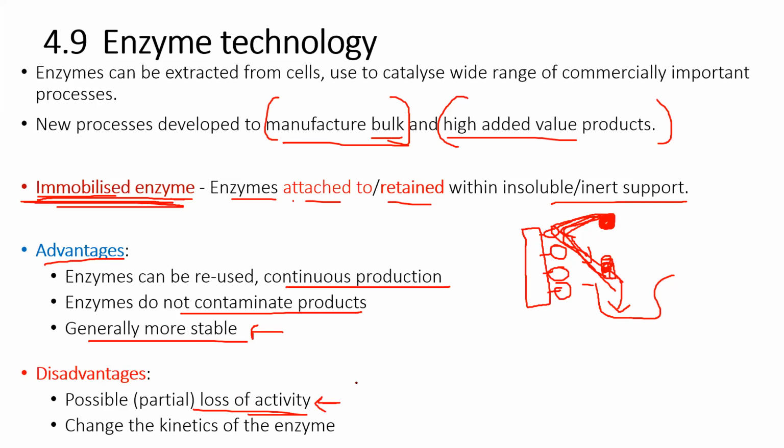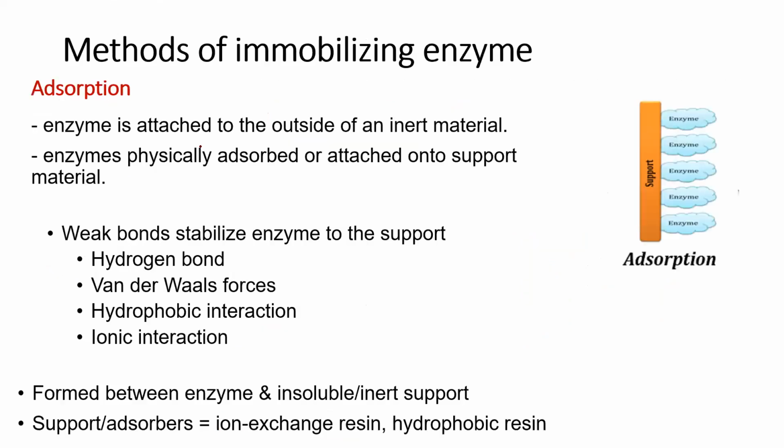Okay, so maksudnya kena apply more heat to the reaction, so that the substrate will move quickly to the enzyme. So this will change the kinetics of the enzyme. Okay, so for this reaction you may apply thermal heat, and then this thermal heat can cause the enzyme to denature, or change the kinetics of the enzyme.